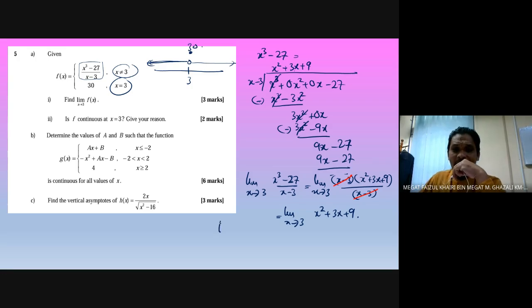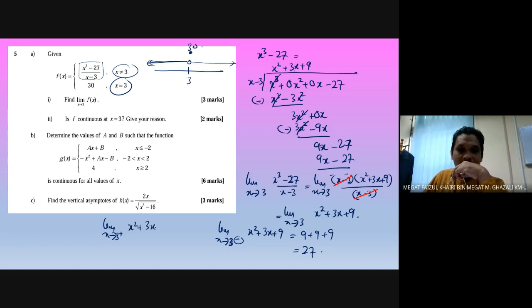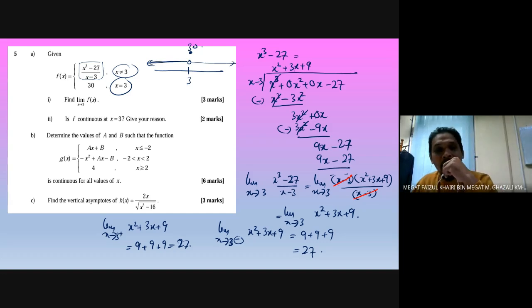So class, the limit of x approaching 3 from the left of x squared plus 3x plus 9. Substitute x with 3. 3 squared equal to 9. 3 times 3 equal to 9, plus 9, 27. Approaching from left. Okay. Limit of x approaching 3 from the right of x squared plus 3x plus 9. Yet still the same. 3 squared equal to 9, plus 3 times 3 equal to 9, plus 9 equal to 27.